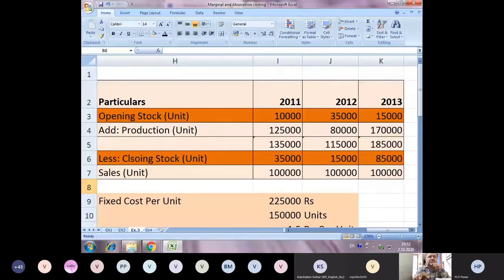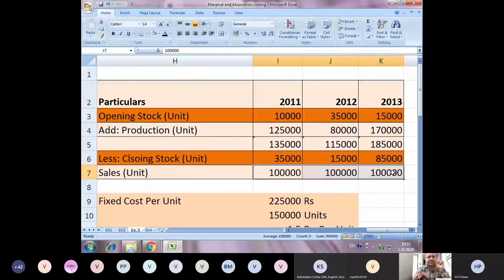Opening stock plus production less closing stock is equal to sales. Correct, this is the structure. You know that in units. Now production is given, sales is given.